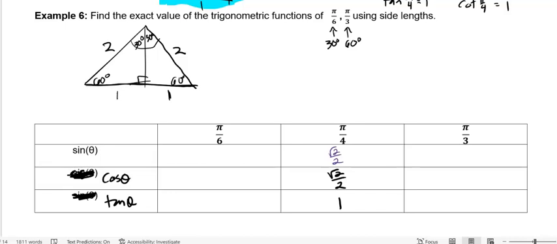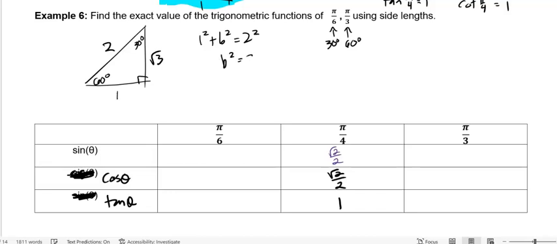All right, and now that I've used that little trick, I can kind of drop this second triangle. Hope that made sense. And I can use the Pythagorean theorem to find this side, root 3. I got that memorized because I've done it a million times. It would be a squared plus b squared equals c squared. B squared would be 4 minus 1. B would be root 3.